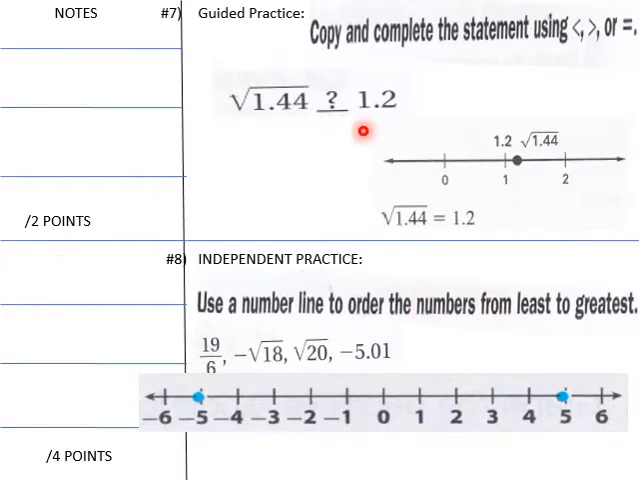So to do this one up here, the square root of 1.44 equals 1.2, which equals the 1.2 there. So does 1.2 equal 1.2? I think it does. So what you would put in here would be an equal sign to make this a true expression.